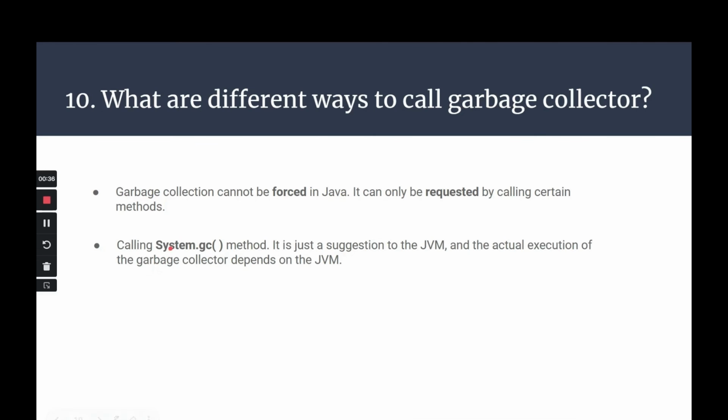There's a method called System.gc. It is just a suggestion to the JVM, but the actual execution of when it will happen depends on several implementations. Also, there is another method, Runtime.getRuntime().gc, which we use to again invoke the garbage collector. It's like an invocation. It's not like you are actually going to get the garbage collection done by calling these methods. So yeah, these are the 10 questions that we have covered on garbage collector.